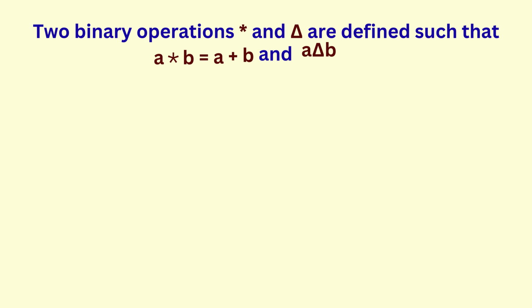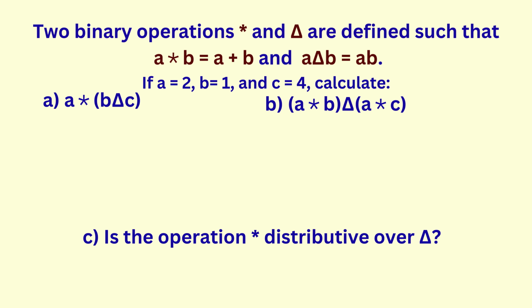Finally, let's look at a case where two binary operations are defined together. Suppose we define A star B equals A plus B, and A delta B equals AB. We want to check if star is distributive over delta. Take A equals 2, B equals 1, and C equals 4.